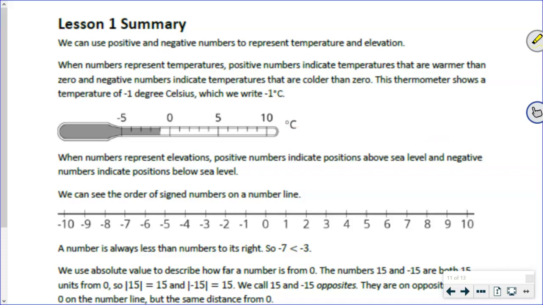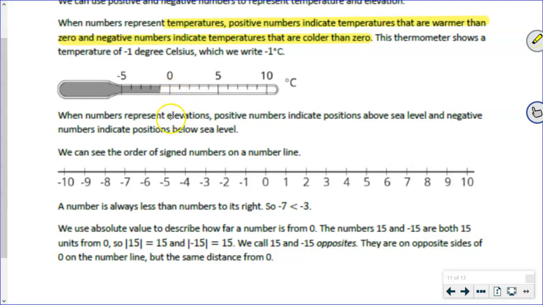When numbers represent temperatures, positive numbers indicate temperatures that are warmer than zero, and negative numbers indicate temperatures that are colder than zero. This thermometer shows a temperature of negative 1 degree Celsius, which we write as negative 1 degree C. Key thing is, although we're going to be talking about negative numbers, there's still quantitative reasons to use them. There's still meaning in real life, and that's why we need to talk about these negative numbers. When we are talking about elevations, positive numbers indicate positions above sea level, and negative numbers indicate positions below sea level.